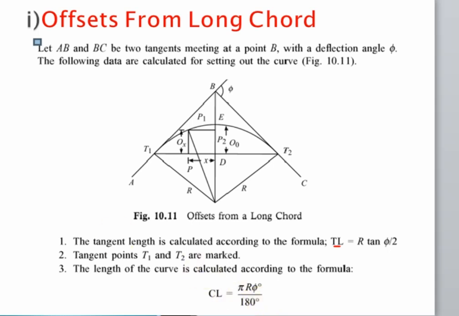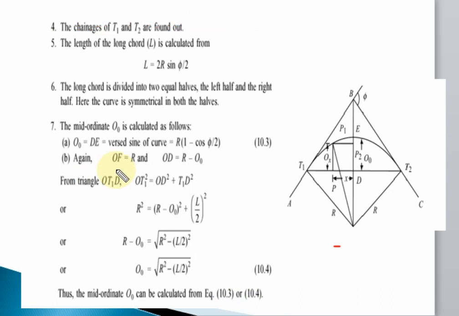Then the chainages of T1 and T2 are found out. The length of the long chord is calculated. This total length L is calculated by L equals 2R sin phi by 2.